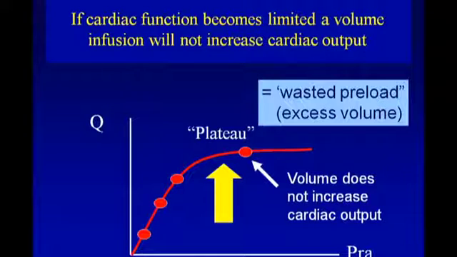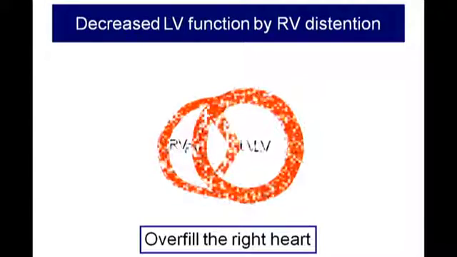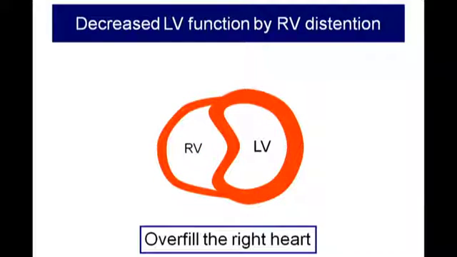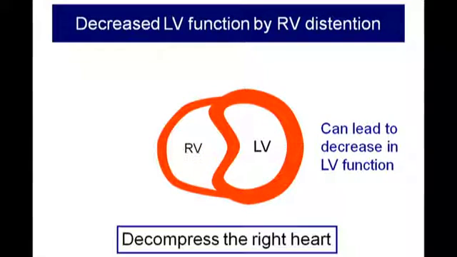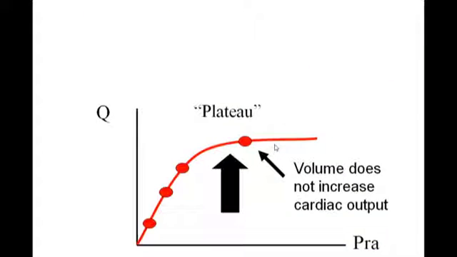Michael already alluded to this. We've already talked about the plateau of the cardiac function curve. So when you overfill the right heart, you begin to displace the septum into the left heart. And what that does, it compromises function of the left heart. So a very dramatic study by Atherton et al., Lancet in 1997, they took some normal subjects and subjects with decompensated heart failure, applied lower body negative pressure. In the normal subjects, as you expect, their left hearts got smaller, but in the patients with decompensated heart failure, they actually got bigger or stayed the same and functioned better.